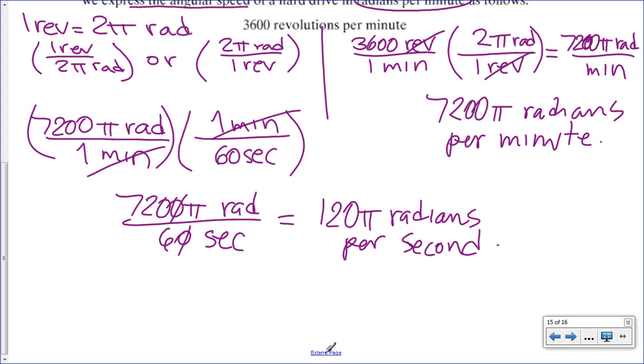This way to do conversions might come in handy, especially if you have to take engineering physics, because you're going to convert several units all at once. If you just keep using those fractions, it's pretty easy. So is it clear how to find the angular speed? This is angular speed, the angle divided by the time.